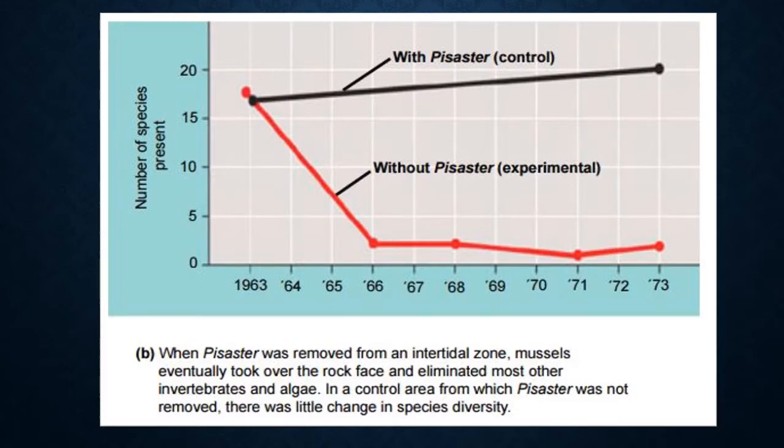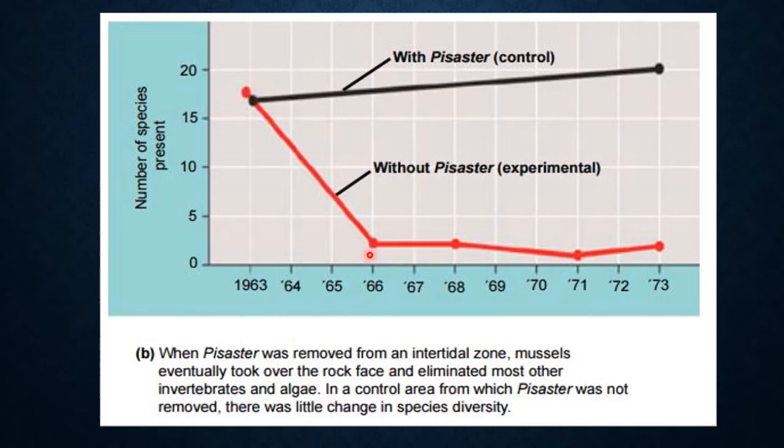Now, here's actually Professor Payne's real results. This is taken from his data. You can see he started his experiment in 1963, and at the time, he had around 16, 17, 18 species in his control and experimental group. His experimental group that he removed the sea stars from actually had a slightly higher counting of species.